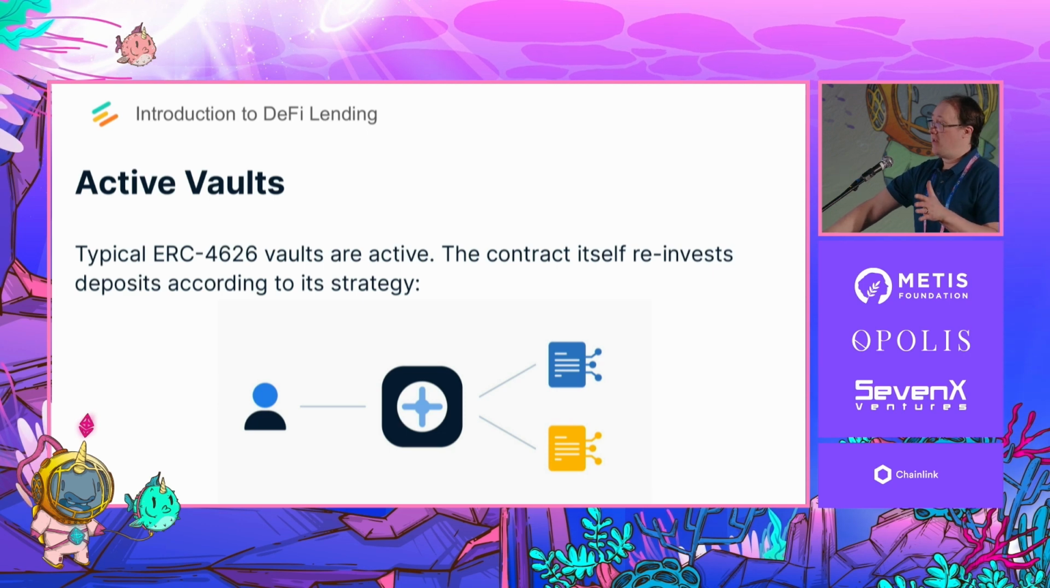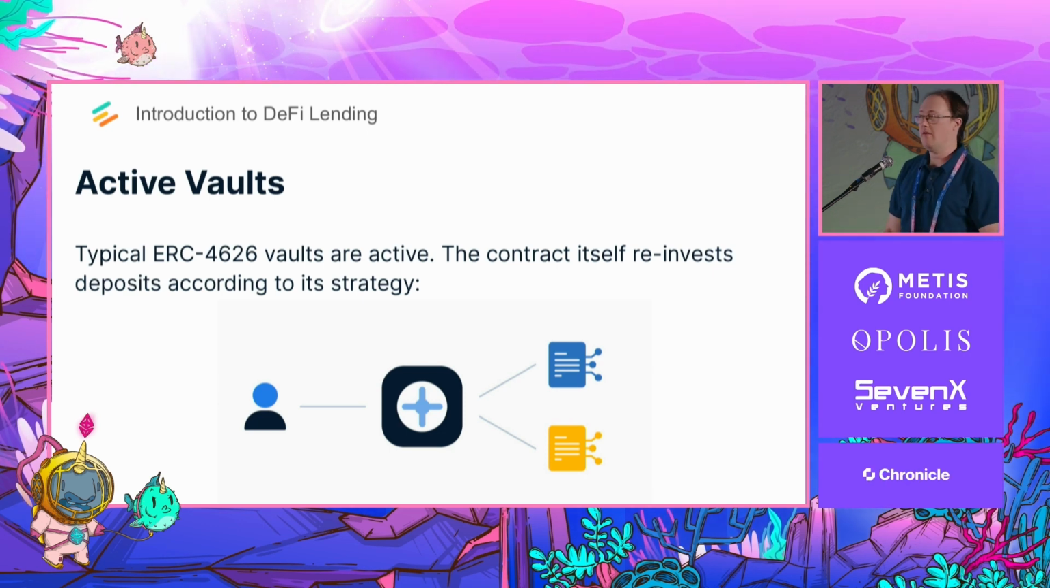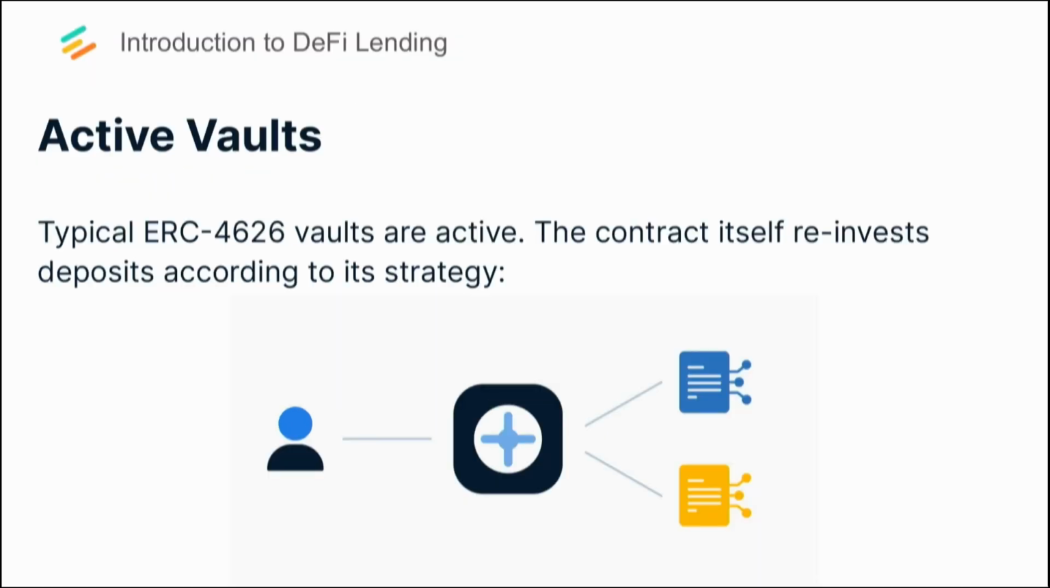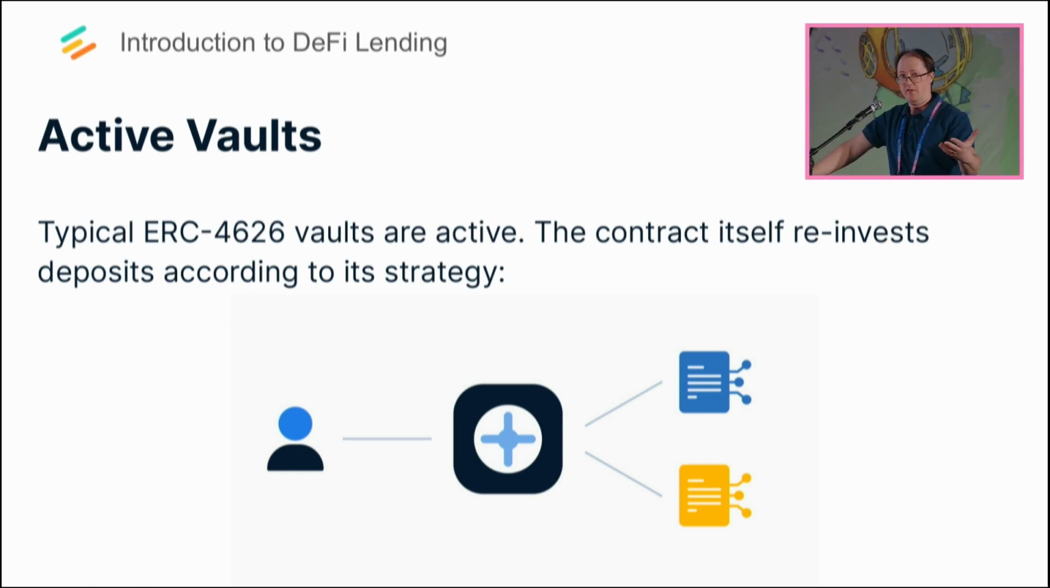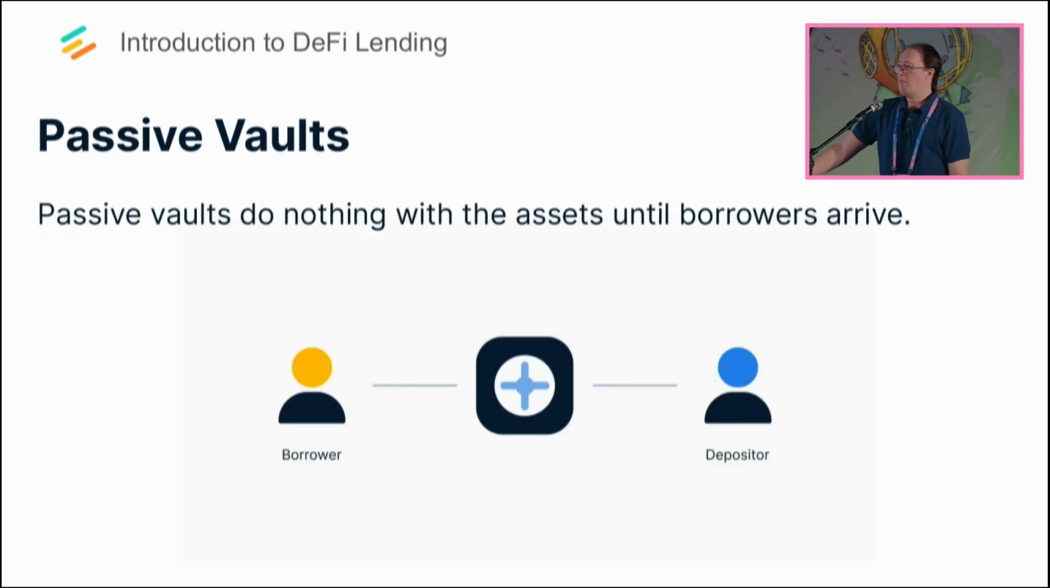In the typical formulation of 4626, vaults are active. The idea is that you as a depositor put your money into the vault, and it takes some kind of actions on your behalf, like reinvesting in LP tokens or other lending markets and so forth, according to its strategy. Then later, when you want to withdraw, it unwinds those positions and lets you withdraw. Our concept, while still being interface compatible, is what we call passive vaults. You deposit your funds into these vaults, but the vault doesn't itself do anything with them. It waits for borrowers to come around and borrow from you. This is the standard Compound model, et cetera.